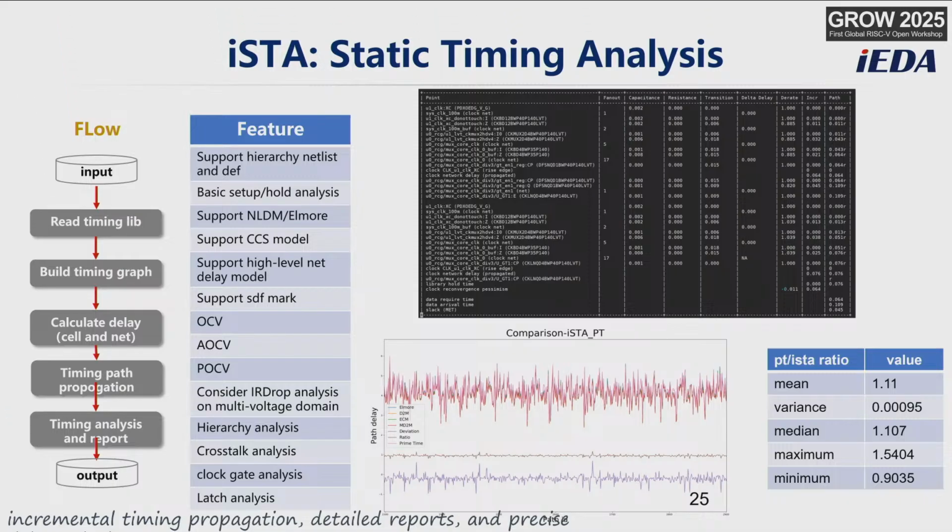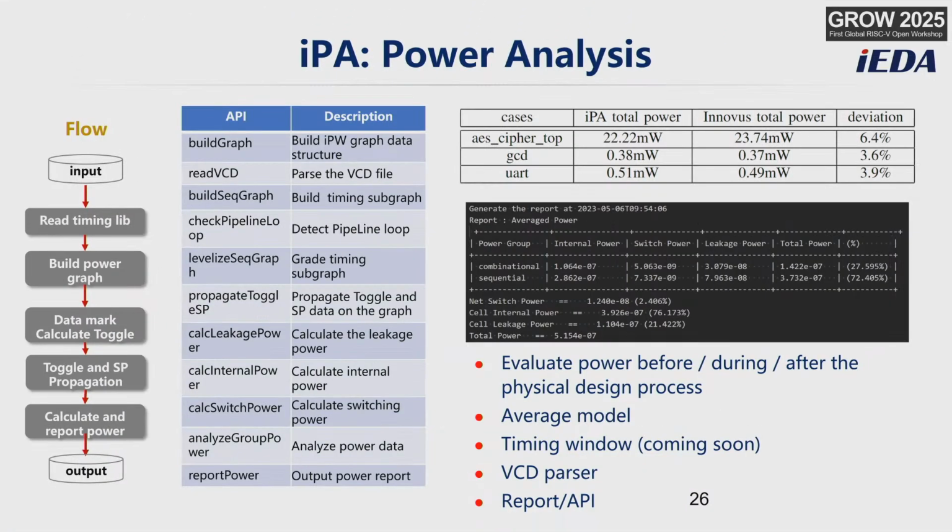The first is iSTA, which refers to static timing analysis. It is used to compute the timing of the paths within the analysis. It can support incremental timing propagation, detailed reports, and precise delay calculation. And iPA refers to power analysis. It excels in toggle and static signal propagation to evaluate the power of the analysis.